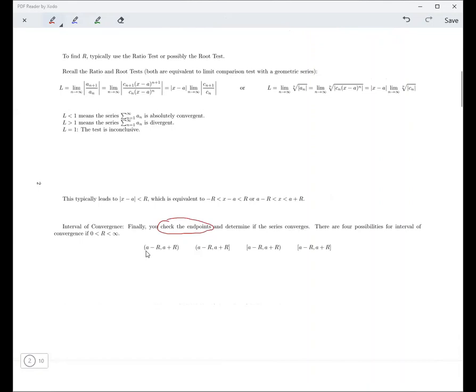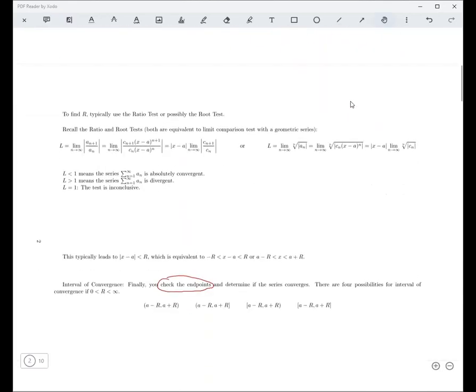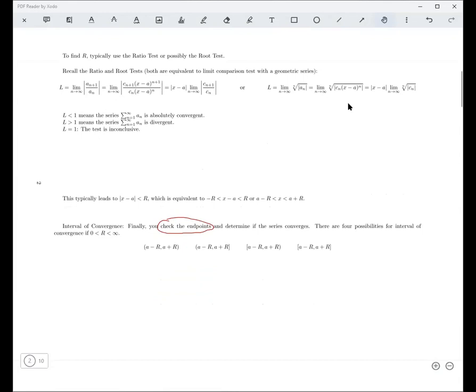Okay. So you check the endpoints and determine if they converge. So if it converges at neither of the endpoints, then this will be your interval of convergence. If it converges at the right endpoint but not the left one, then this is. Left and not right, this is. If it converges at both endpoints, then it's this. Okay. Now, let me talk a little bit about the ratio and the root test.